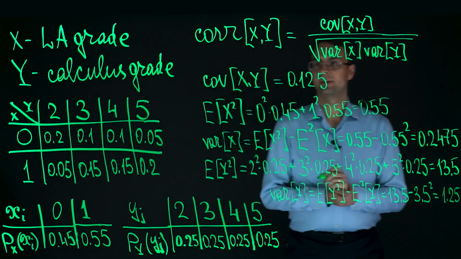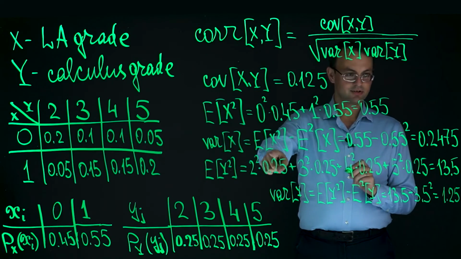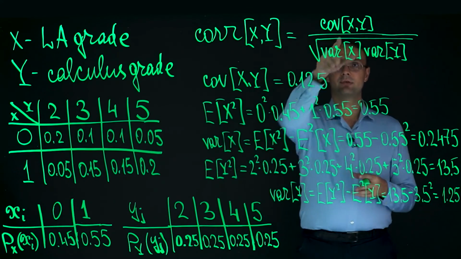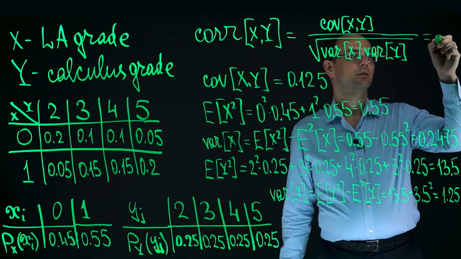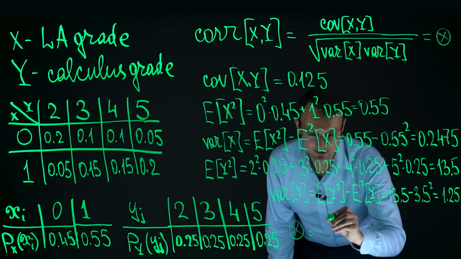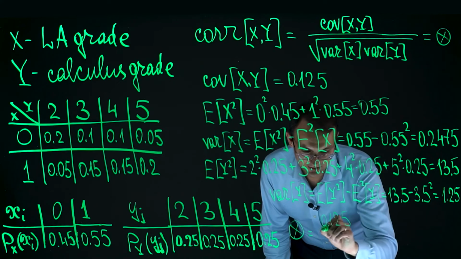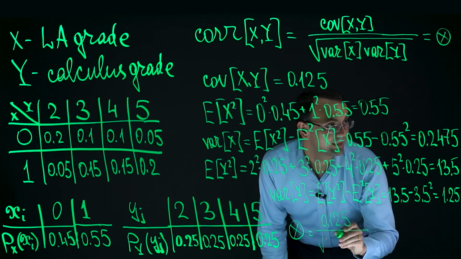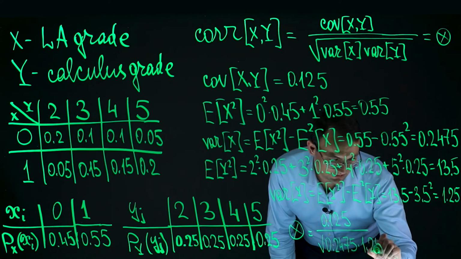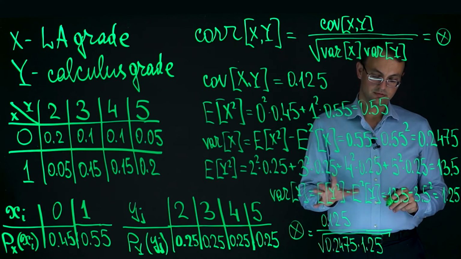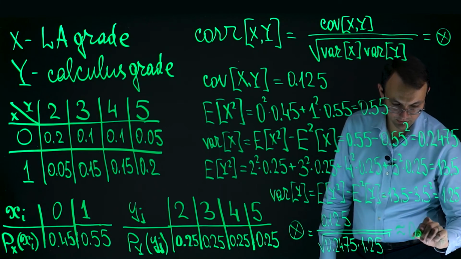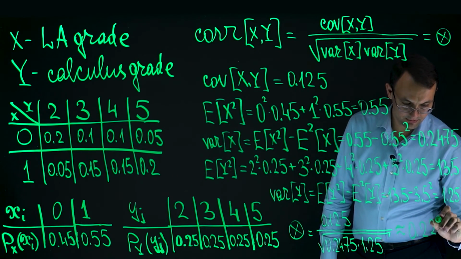So now we have the covariance of x and y, the variance of x, and the variance of y, and we are ready to substitute these three values into the formula of the correlation. So this is 0.125 divided by the square root of 0.2475 times 1.25. If we do the calculations we need to do, we will get approximately 0.225.